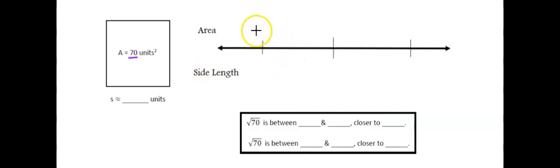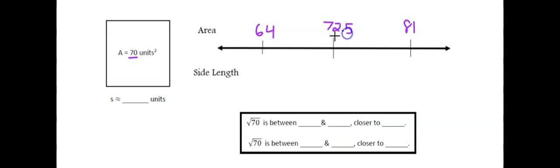So I know 70 falls between two perfect square numbers, and those are 64 and 81. The halfway mark between 64 and 81: these are 17 units apart, so I'm going to need to split 17 in half. When I split 17 in half, I get 8.5. So I have to go up 8.5 from here and down 8.5 from there, and that'll give me that exact halfway mark, which is 72.5.